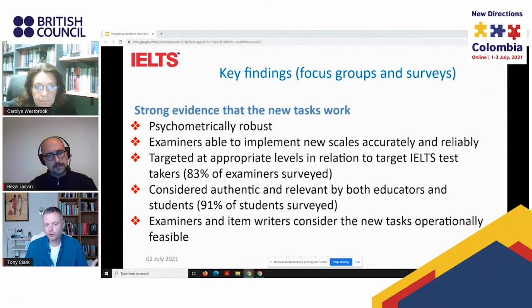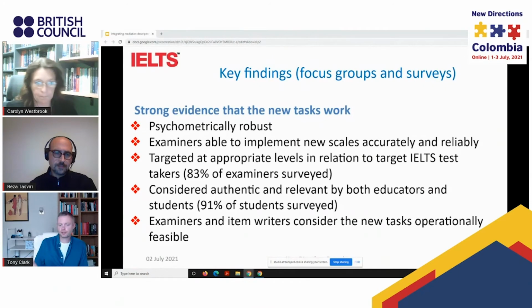Okay, so overall, we can say the test did pretty well. Based on the surveys, the focus groups, the scoring data, we would say these are psychometrically robust tasks. The examiners were generally able to implement the new scales accurately and reliably. The levels were appropriate in relation to the IELTS candidature we had in mind. When we asked examiners about that, the majority of them, 83%, said, yeah, this is about the right level for the candidates we examined.